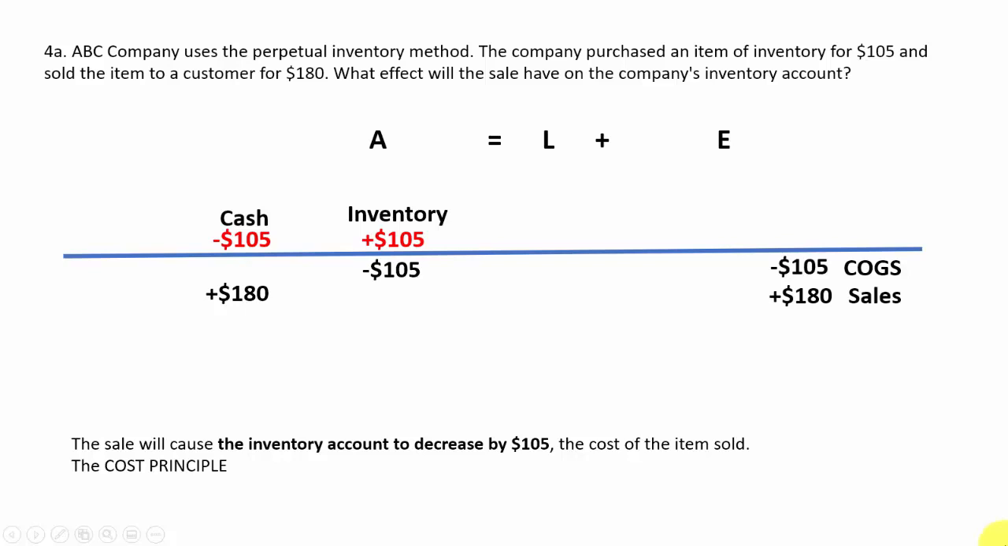All right, so that's the cost principle, because when you buy inventory at a certain dollar amount, in this case a cost of 105, then you can only reduce the asset account by what it cost you, which is 105. That's called the cost principle.